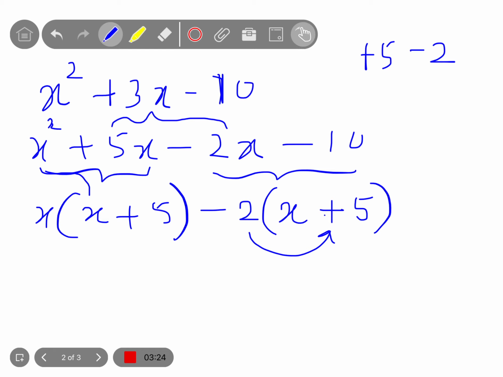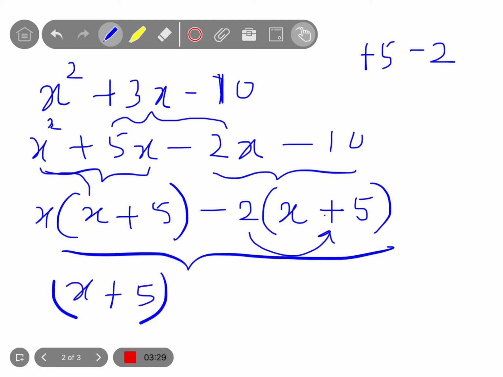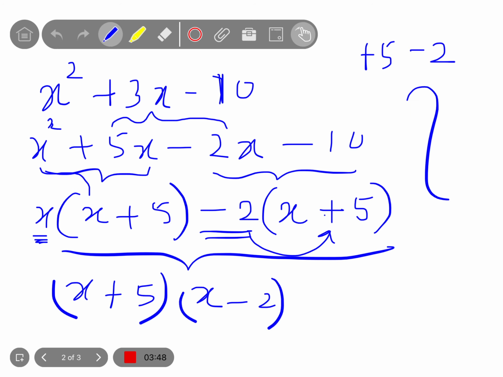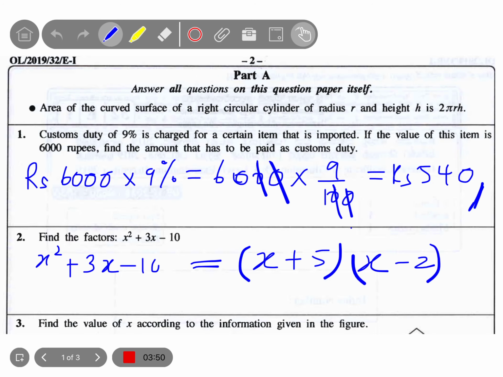From this operation, we can take x plus 5 out. Then what remains here is x, and what remains here is minus 2. So this is the answer for that question: x plus 5 times x minus 2. The better approach is for you to write this entire thing here, of course in a much smaller font than this, but we just wrote that on a rough work page. Okay.